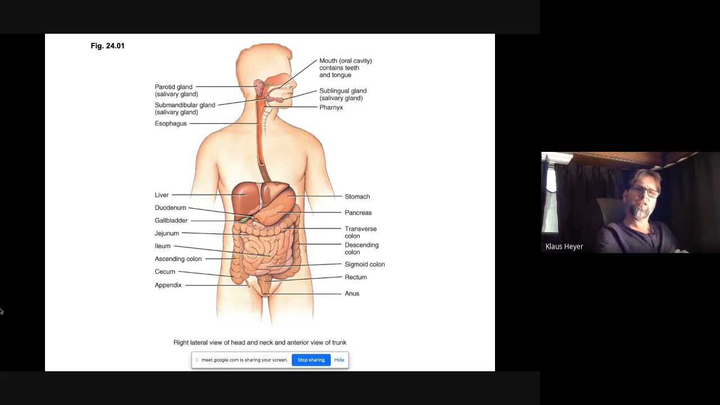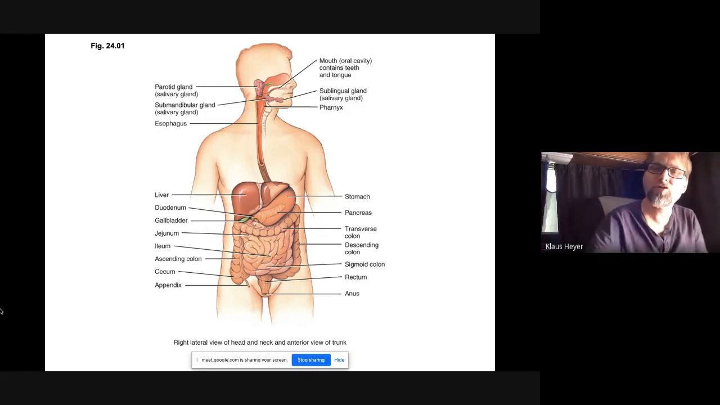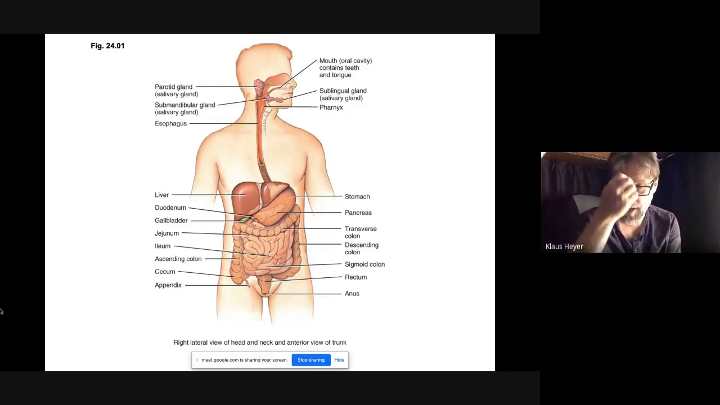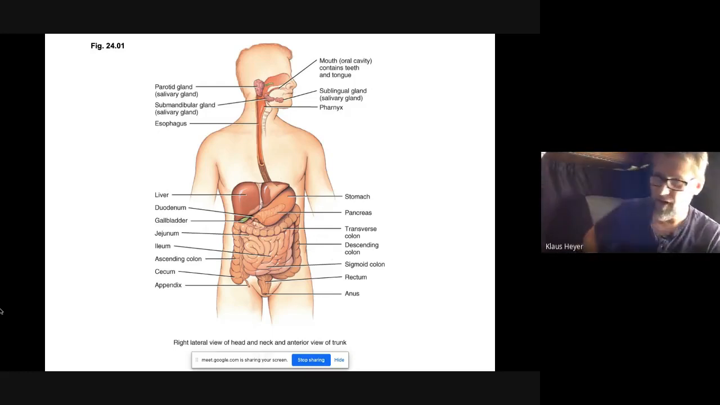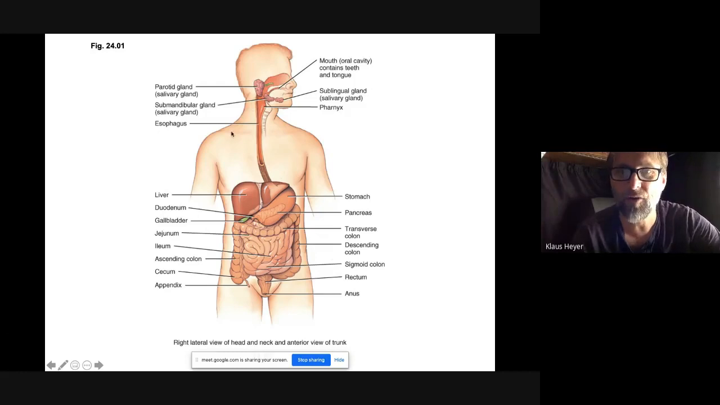This is your digestive system, and it's formed from two parts. The first part is called the gastrointestinal tract, or GI tract. It's one tube, starts with your mouth, ends with your anus. So I'm going to follow it with the arrow. The food comes in the mouth, goes down the esophagus, and goes into your stomach.